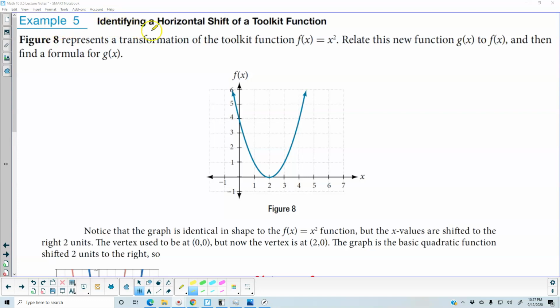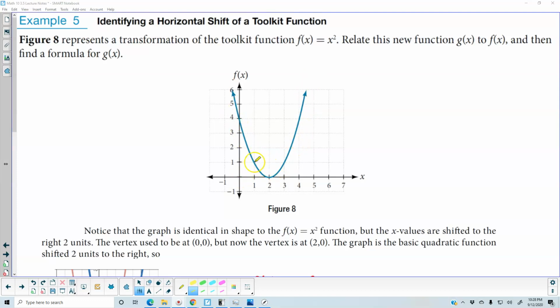Example 5, identifying a horizontal shift of a toolkit function. Figure 8 represents a transformation of the toolkit function f of x, which is equal to x squared. We want to relate this new function g of x to f of x, and then find a formula for f of x. So if you take a look, here is a parabola.